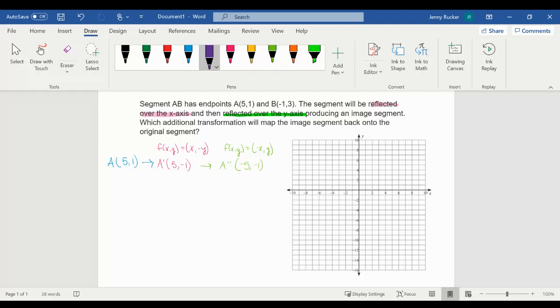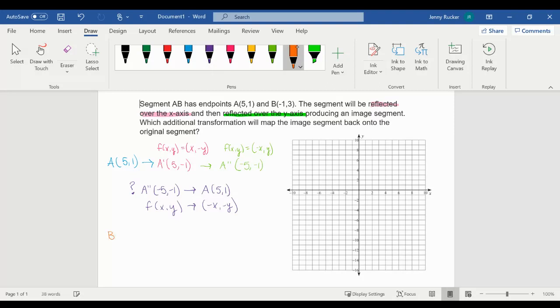So what I'm looking for in this problem is how to get A double prime, which is -5, -1, back to A at 5, 1. If I look at that function rule, I could do the opposite of x and the opposite of y. Let's make sure that this works for B.